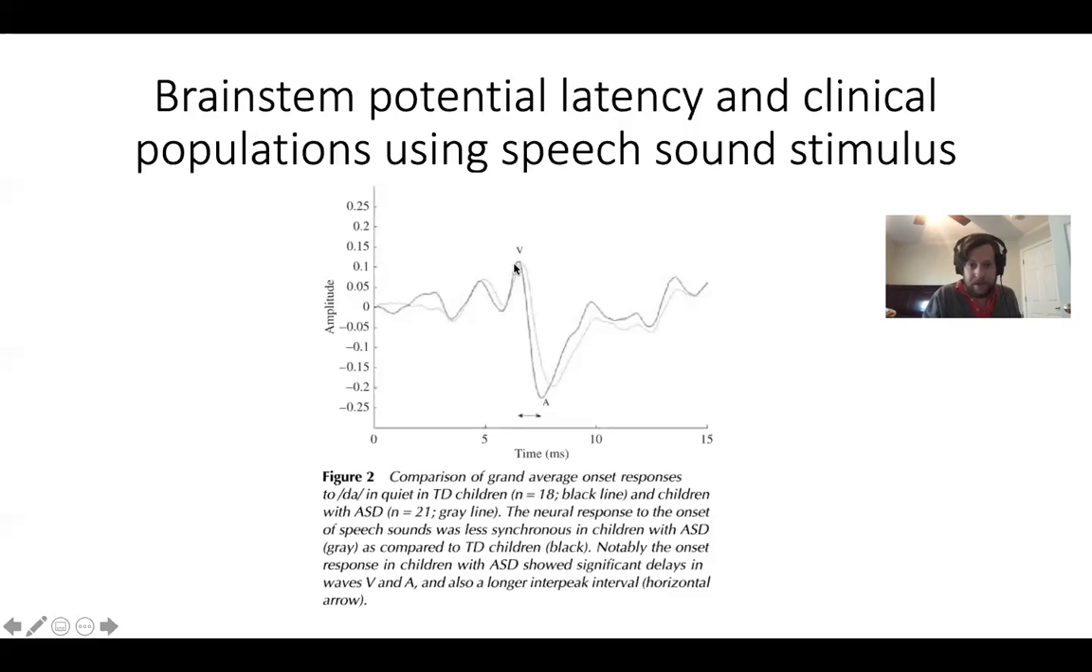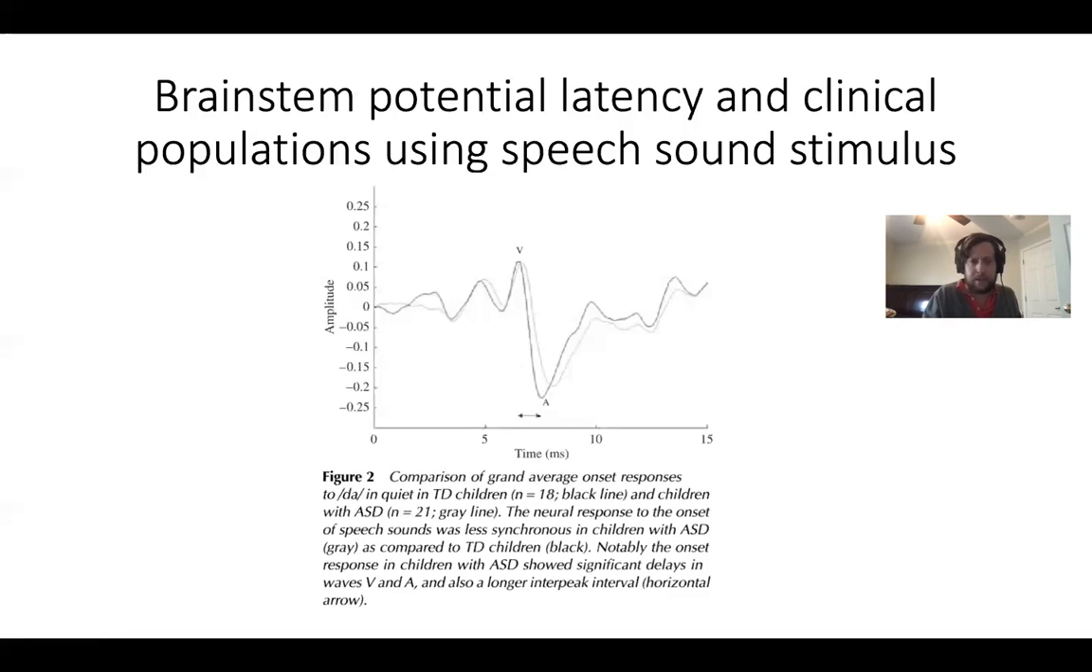And you can see this one right here is a little bit small, but the peak latency of the typically developing children is a little bit before here for the V wave. It's a little bit earlier than the children with ASD. If you look down at the deflection, though, there's a big difference by this point in processing, where the latency of the typically developing children's peak response, which is right here, is clearly earlier than the peak latency of the children with autism spectrum disorder.